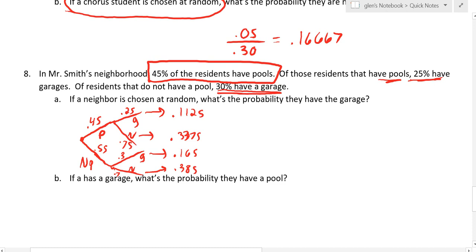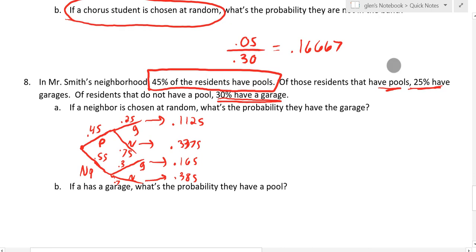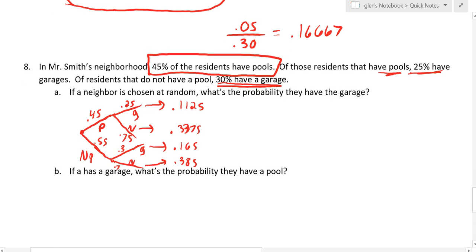Okay. And all we just did here is broke our population into 4 groups. Those with a pool and a garage, those with a pool and not a garage, those without a pool and a garage, those without a pool and not a garage. There's 4 groups we have now, which is what we had up here really. You're either in band, you're in band and chorus, you're in chorus, or you're not in either. So those numbers at the end of this tree diagram are the same as the ones in the Venn diagram. We just get them from a different method because we have different information.